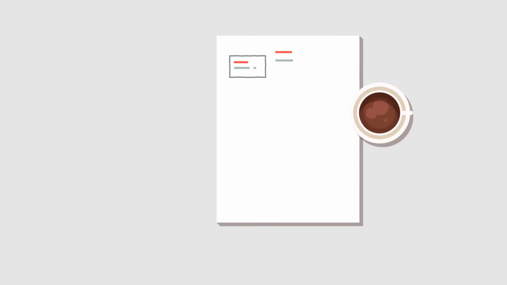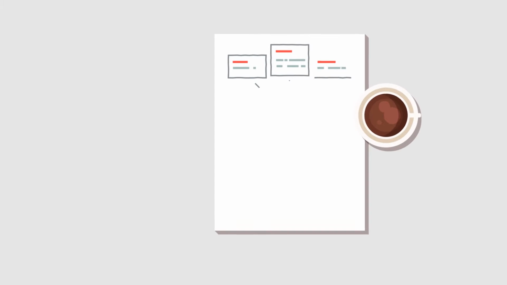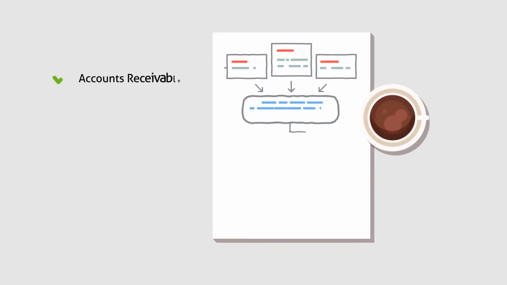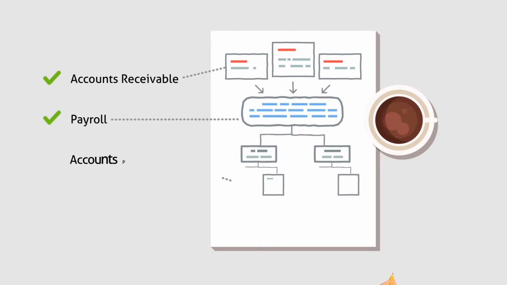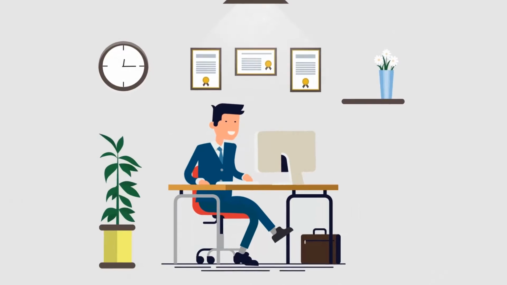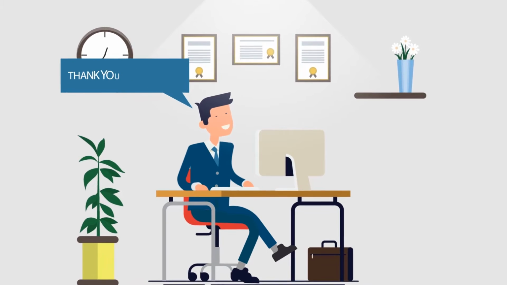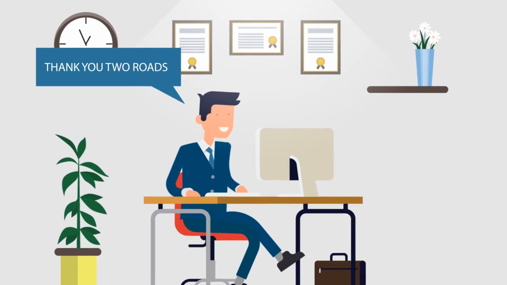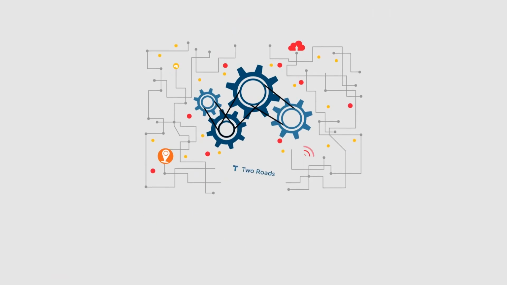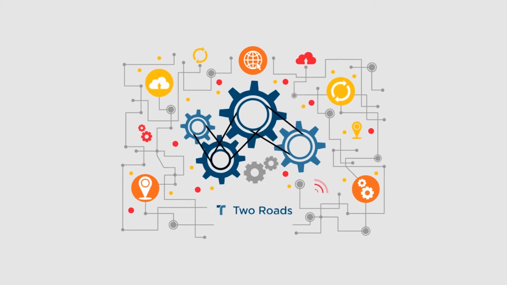The standard operating procedures will outline the responsibilities of each function: accounts receivable, payroll, accounts payable, etc. We will present these to you in an effort to bring some black and white clarity in a world that is typically gray. Two Roads will implement any new processes and systems.